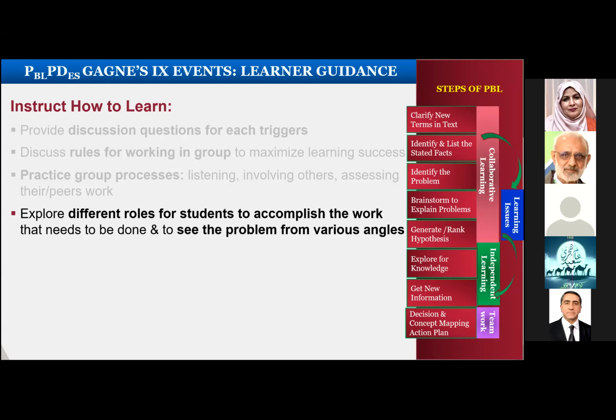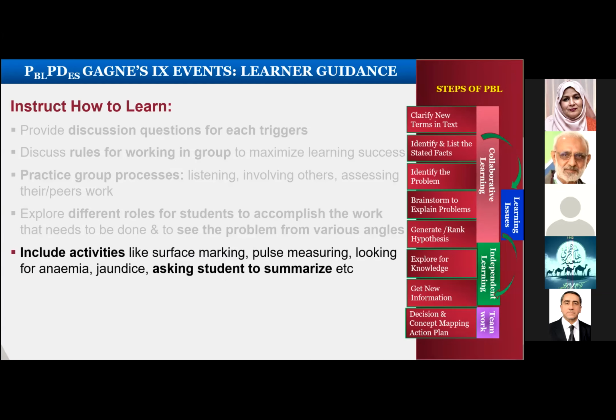Explore different roles of students to accomplish the work that needs to be done and to see the problem from various angles also. Include activities, as I've told you, you can have some job to be done quickly for those learners who want to do it, like surface marking. For example, you're talking about taking the pulse, you want to look at the radial. So what is the surface marking of the radial artery? You can easily ask the students to recap that.